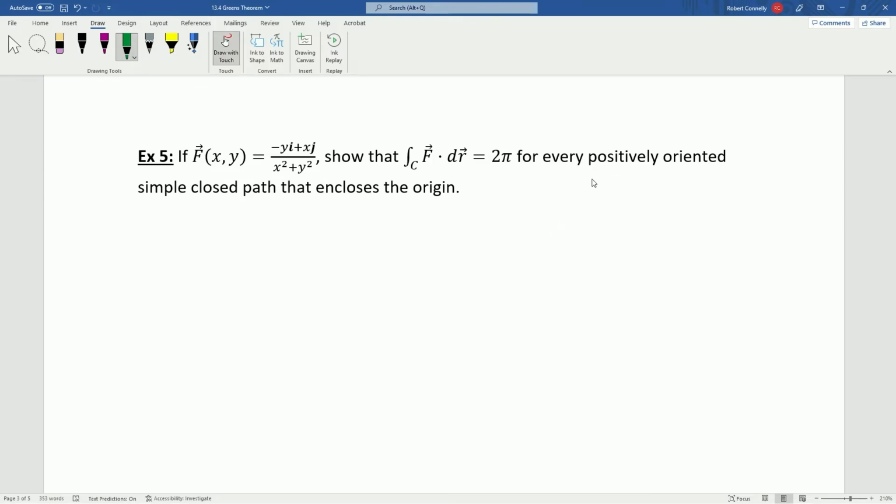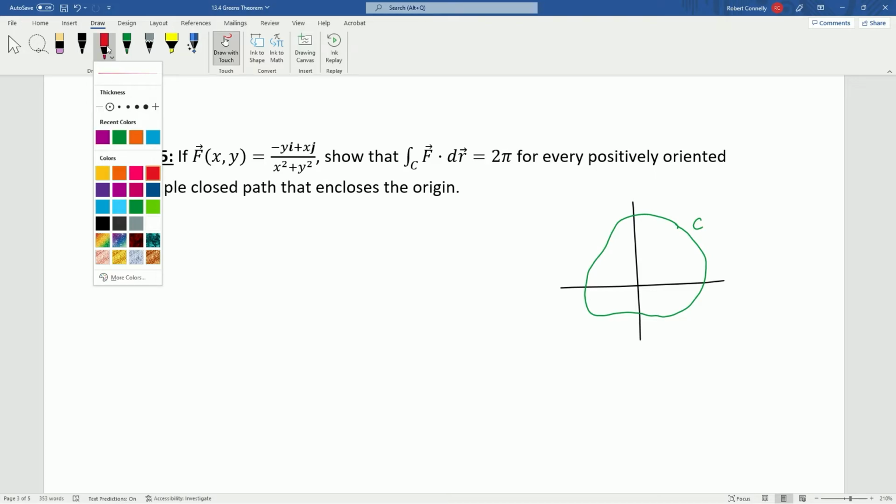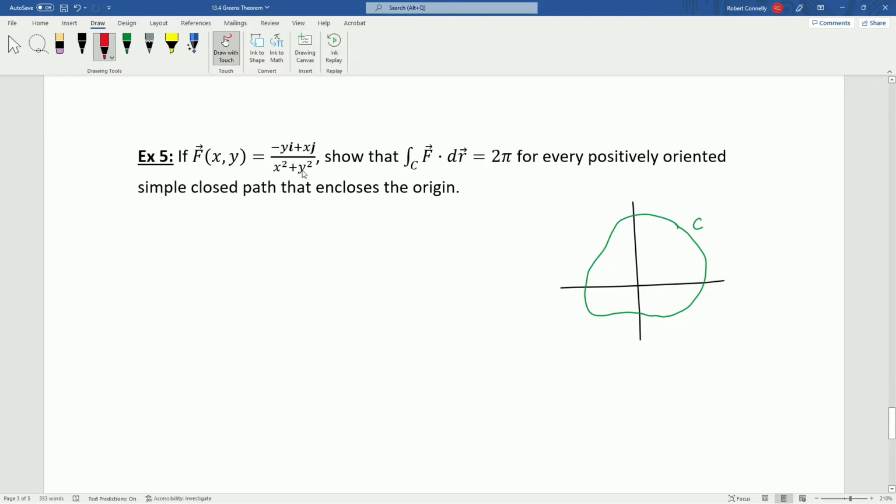Okay, so what does that mean? Well, you've got your origin, and you've got some simple closed path C. But we have a problem, which is that this function is not defined at (0, 0). So there's a hole. Green's theorem requires that the vector field be defined everywhere. So there's this hole here, which adds a little bit of complication to the problem.